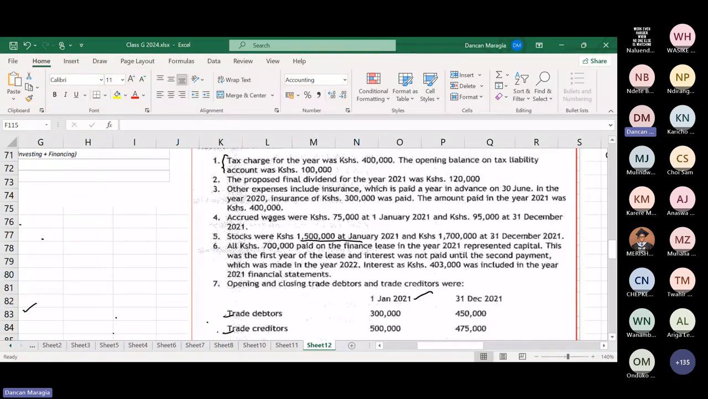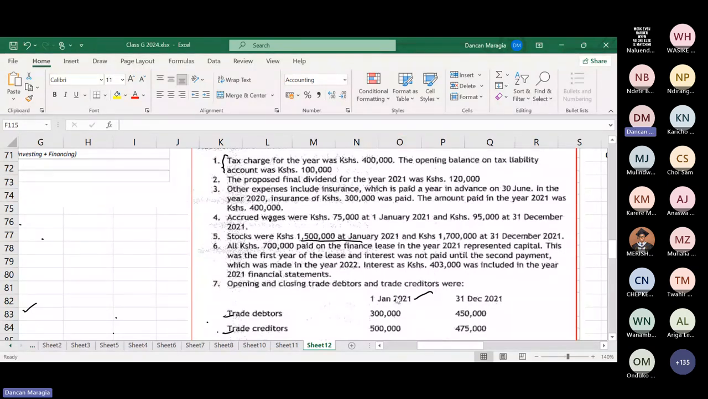Good. So we have paid insurance in advance as at 2020. Starting, we had prepayments of 300. Closing, we have prepayments of 400. So prepayments are like receivables because they are current assets. So there is a change of 100,000.